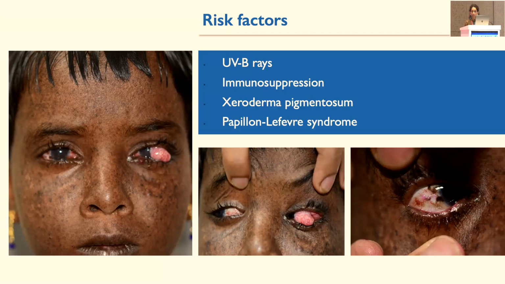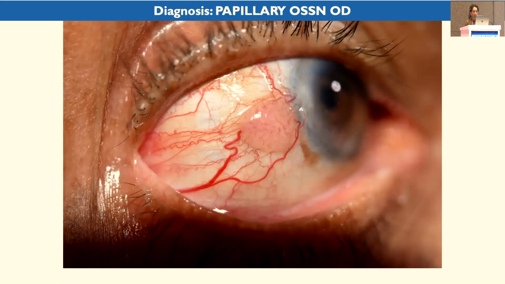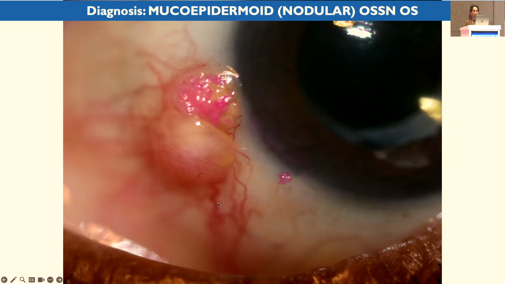Now, risk factors, as you all know: xeroderma pigmentosum. This was a child presenting as early as 7 years of age. Papillon-Lefevre, which is very, very rare, immunosuppression and UVB rays. This is a kind of papillary OSSN, which simulates a conjunctival papilloma. But this is a feeder vessel, which is very different from a papilloma. This definitely looks like a very small nodule, but it's the aggressive variant of a squamous cell carcinoma of the conjunctiva, which is mucoepidermoid.